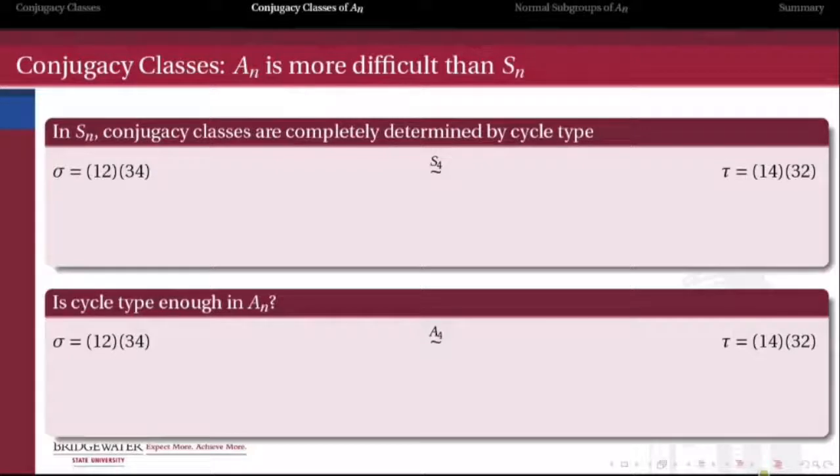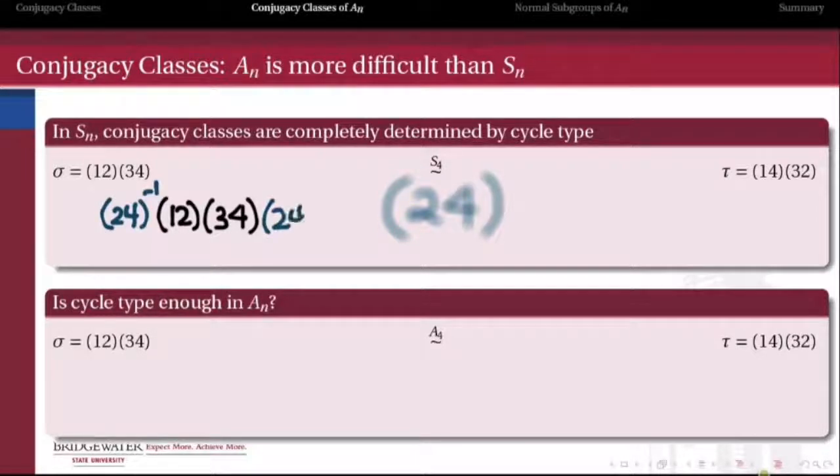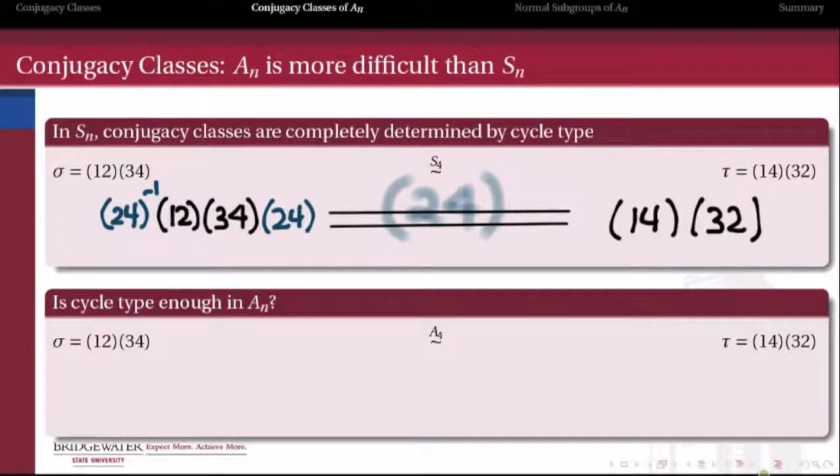So An is a little more difficult than Sn because conjugacy class is not completely determined by cycle type anymore. Recall that in S4, the 2 plus 2 cycle (1 2)(3 4), and the 2 plus 2 cycle (1 4)(3 2), we showed directly were conjugate through the element (2 4). Just by swapping 2 with 4, we achieve the relabeling that we need to turn sigma into tau. So we showed that before.